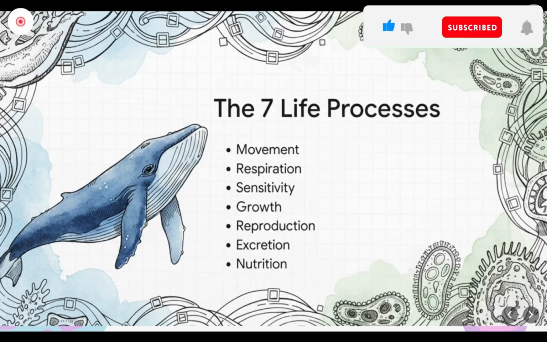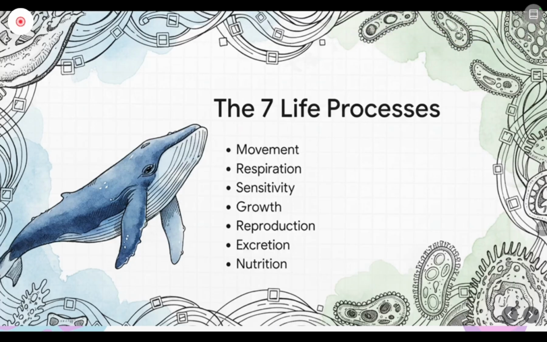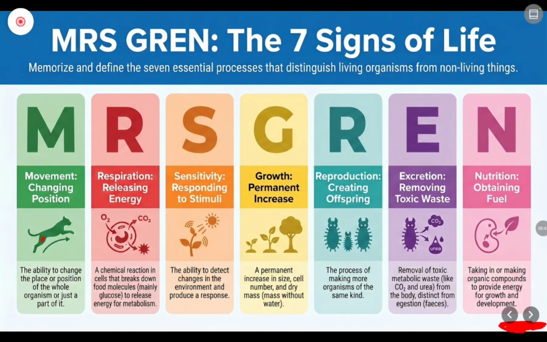Basically, if you open your textbook, you will find these 7 life processes present: movement, respiration, sensitivity, growth, reproduction, excretion, nutrition. Today we are going to explain each and every one of these. So first of all, movement. Movement is the change in position. It is the ability to change the place or position of the whole organism or just part of it.